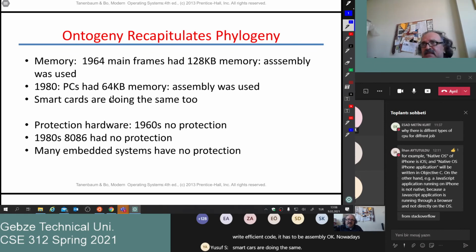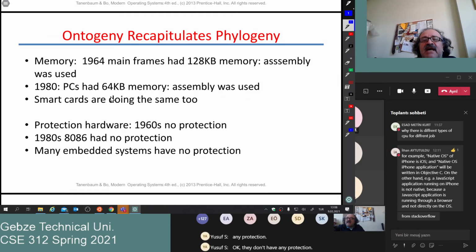In the 1960s, mainframes didn't have any protection: no memory protection, no CPU protection, the hardware didn't help you. In the 1980s, the original Intel chips didn't have protection at all. That's why multi-programming wasn't a good idea on the original 8086 processor. And nowadays, many embedded systems don't offer any protection.